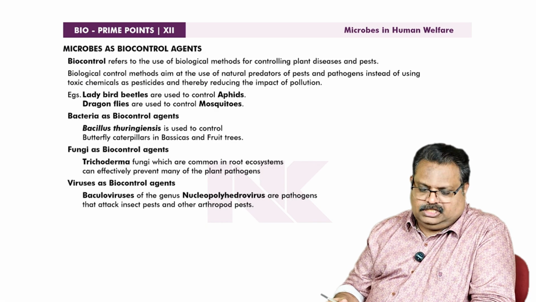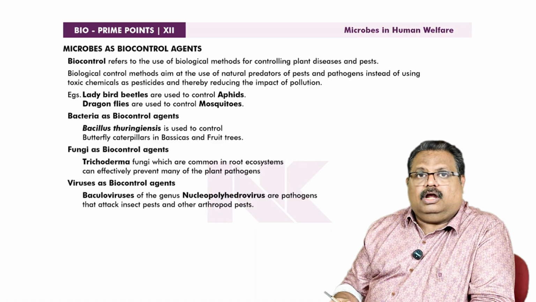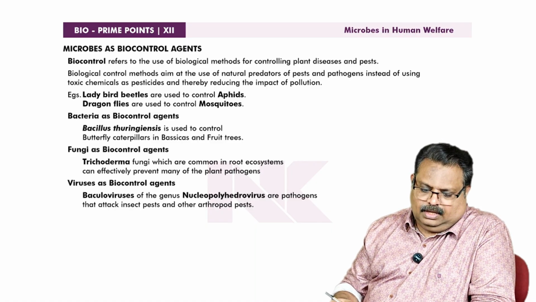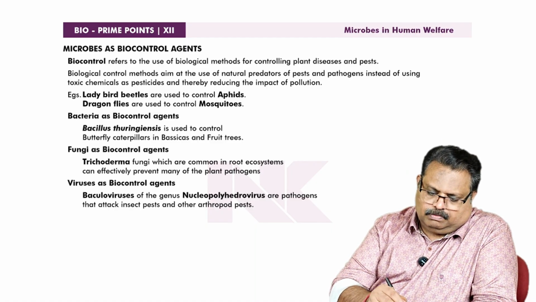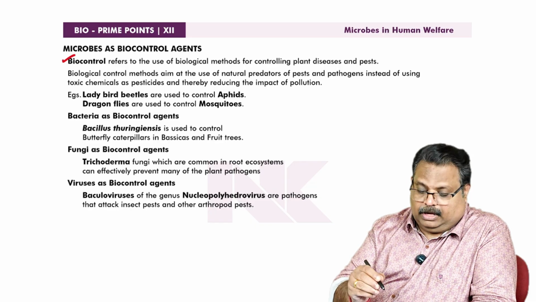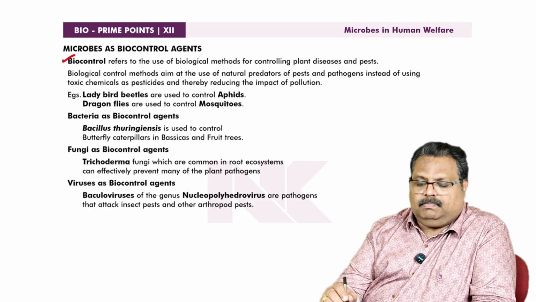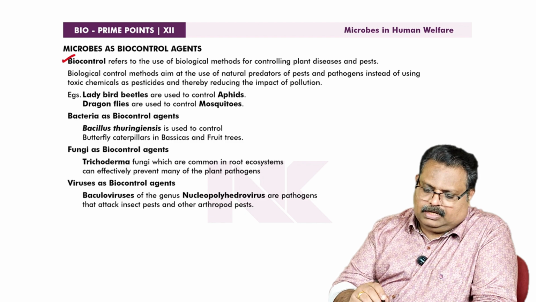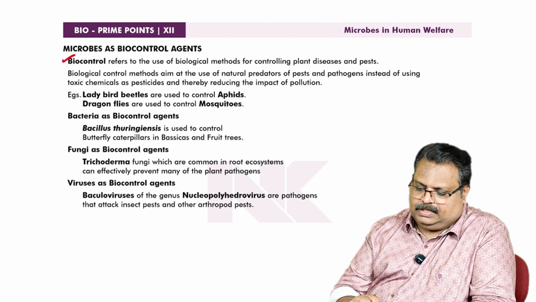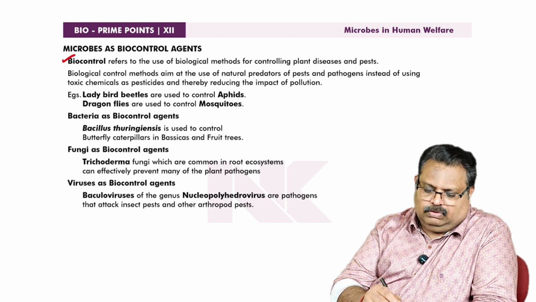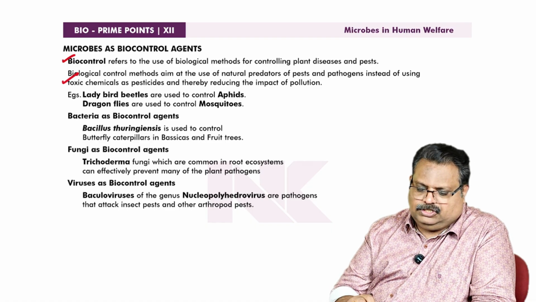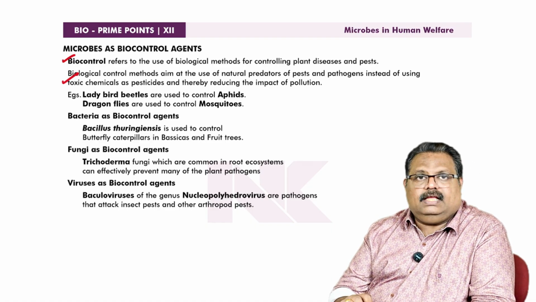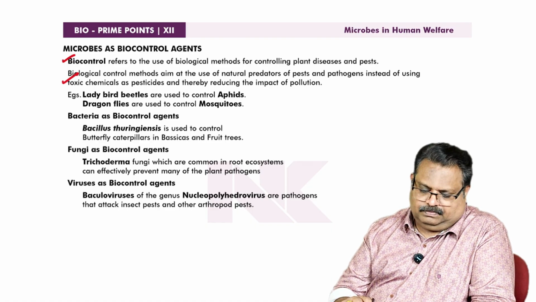The next prime point is microbes can be used as biocontrol agents. Biocontrol refers to the use of microbes or use of biological methods for controlling plant diseases and pests. Biological control methods aim at the use of natural predators of pests and pathogens instead of using toxic chemicals as pesticides, and thereby reducing the impact of atmospheric pollution.